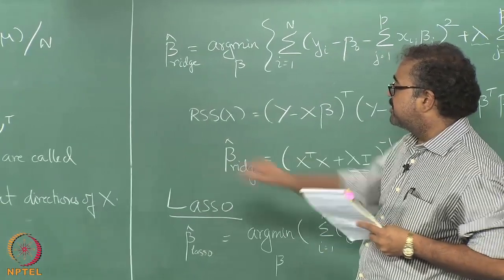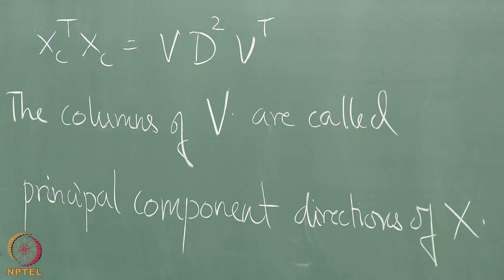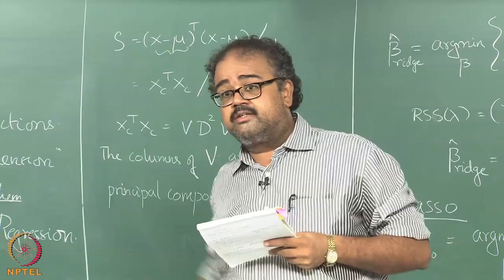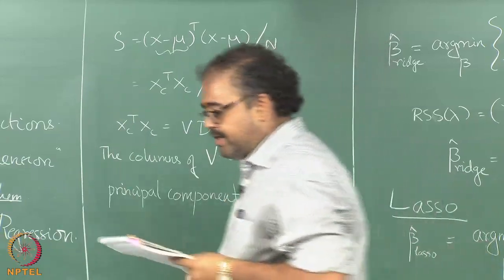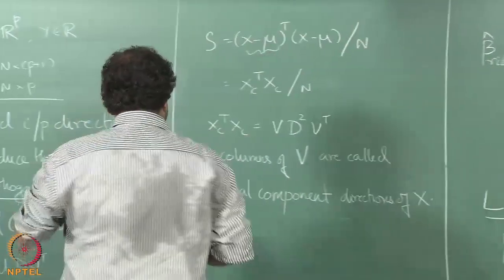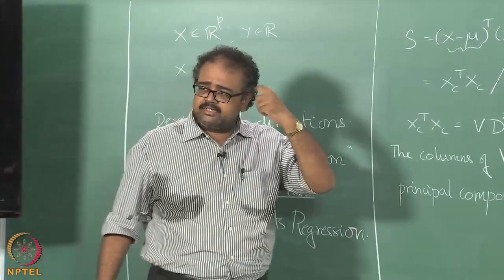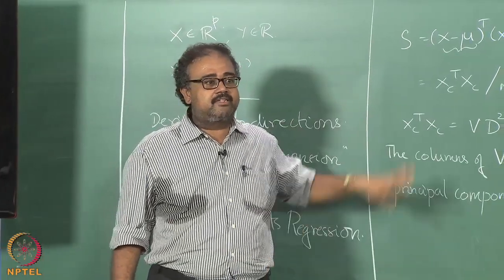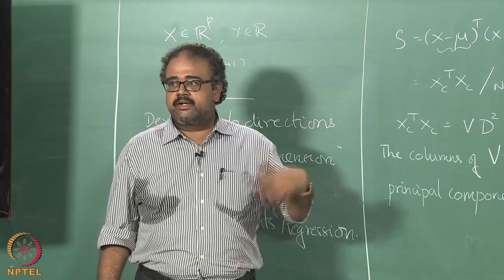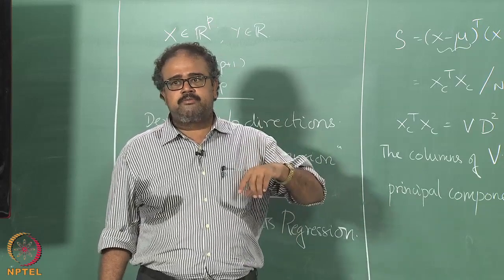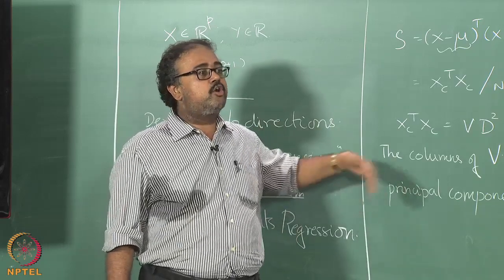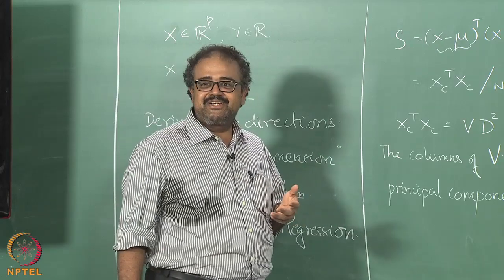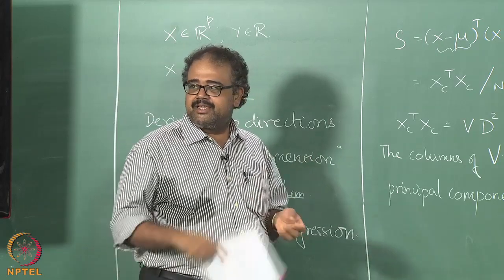So they are called the principal component directions of X. There are a couple of nice things about the principal component directions. We will talk about just one. I will come back to PCA slightly later, when I talk more generally about feature selection, not just in the context of regression. I will come back to PCA and show you why PCA is good. For now I will just tell you why PCA is good.